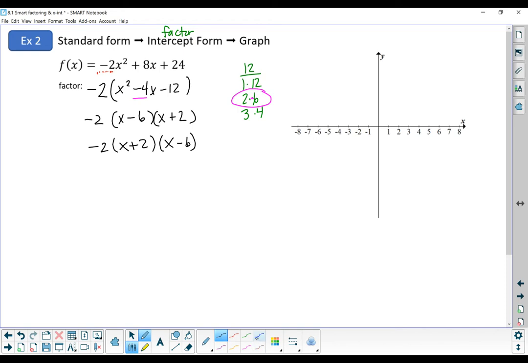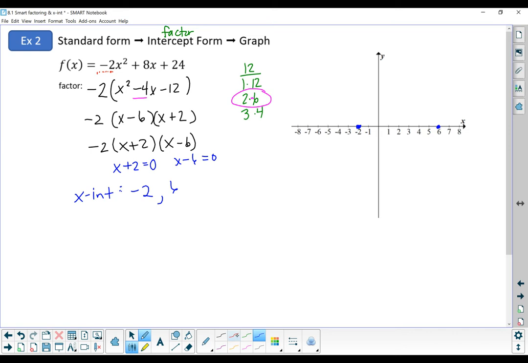All right, so if our function has a factor of x minus 2, that means that one of its x-intercepts is going to be... that's like the worst 0 I ever wrote in my life. It's like a little 6. The x-intercepts are going to occur at -2 and at +6. So I'm going to mark those on my graph.